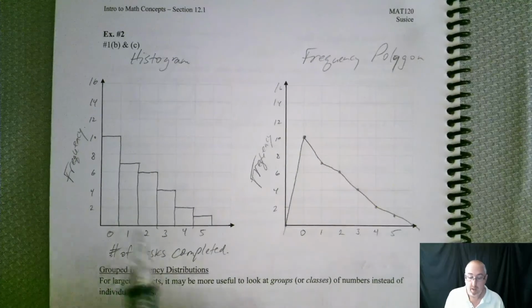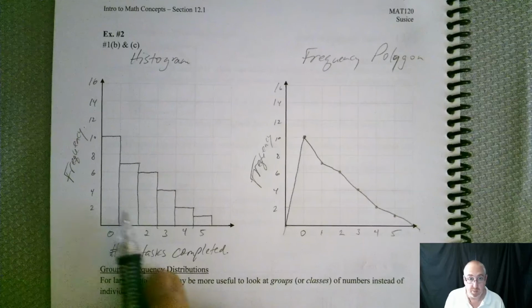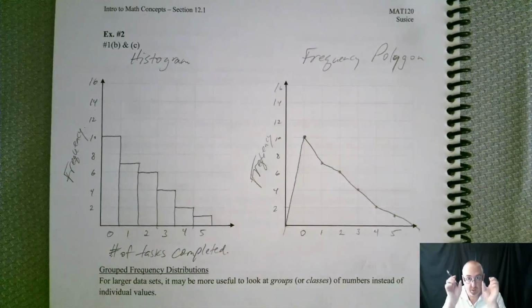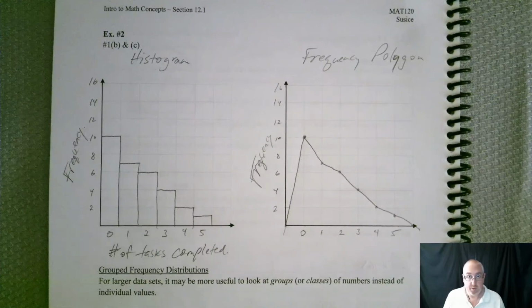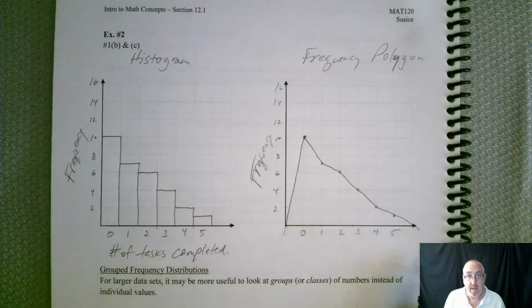Again, no spaces though. That's a big thing about bar graphs: there are no spaces between those bars. So you do not want individual bars floating next to each other. And the same thing with the frequency polygon: you need to close off the ends, otherwise it's not a frequency polygon.